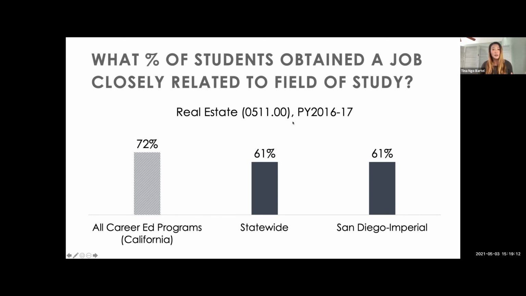So if they took a program under that real estate top code and they got a property and real estate and community association management position, and they said yes to this, they would show up here in these percentages. So again, I look at the comparison between the whole state of California CTE programs versus this program itself. So statewide, 61% of students in this top code got a job related to their field of study, or at least they responded in the survey stating that they did. San Diego County, it's about 61% as well.